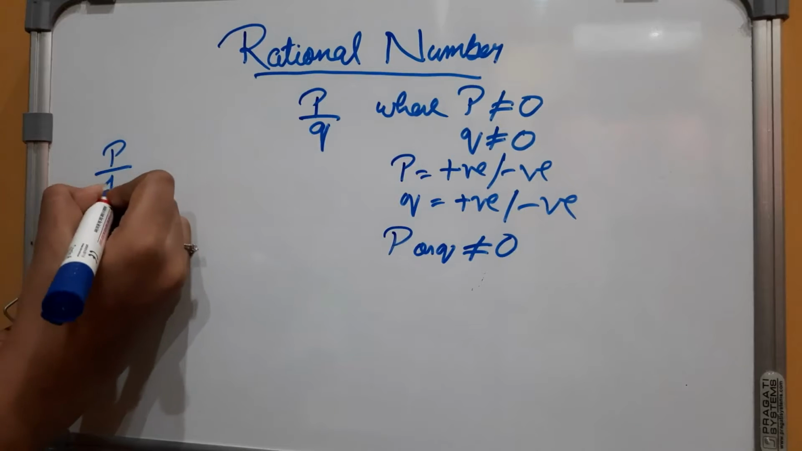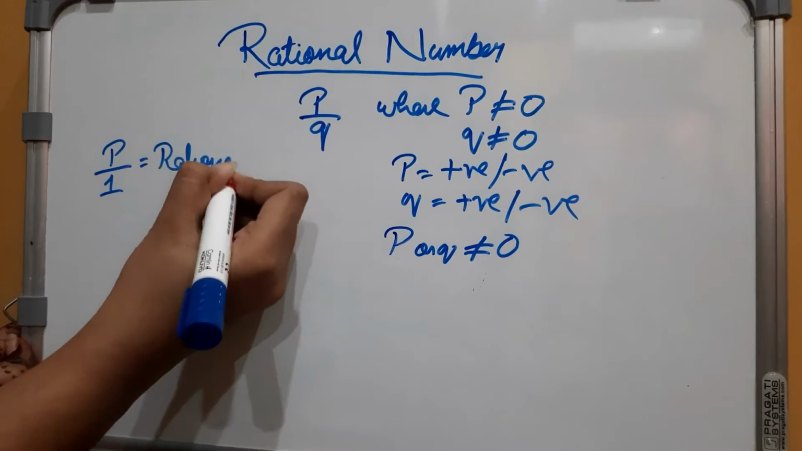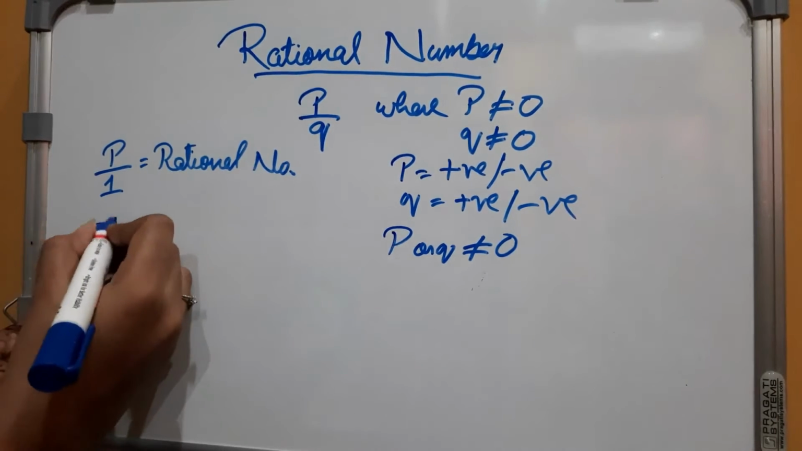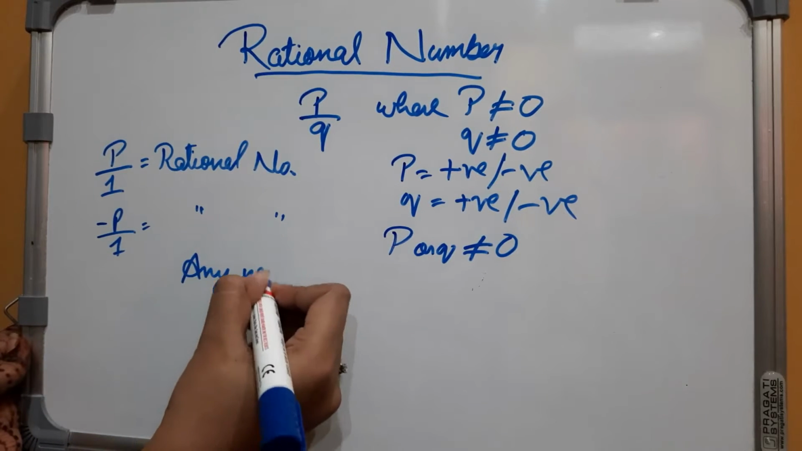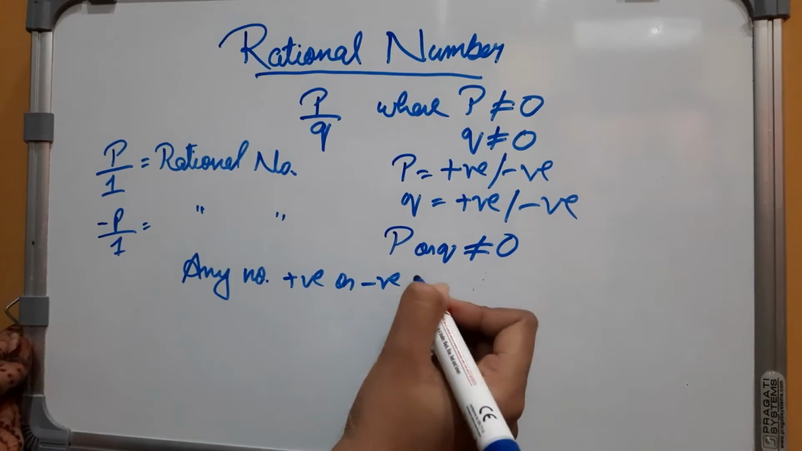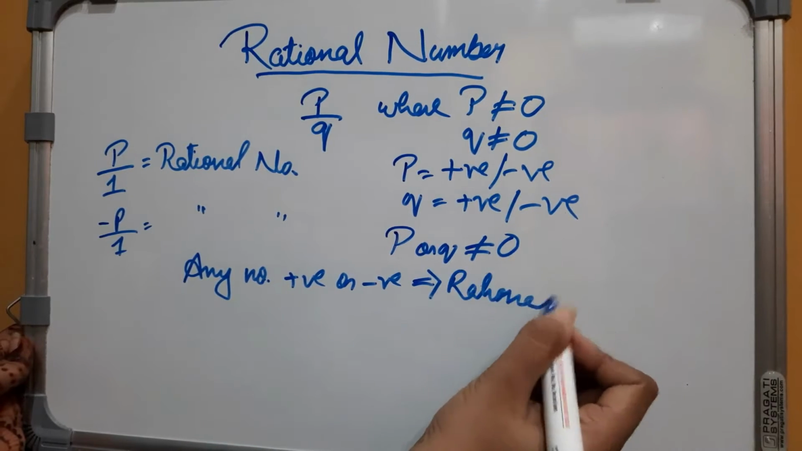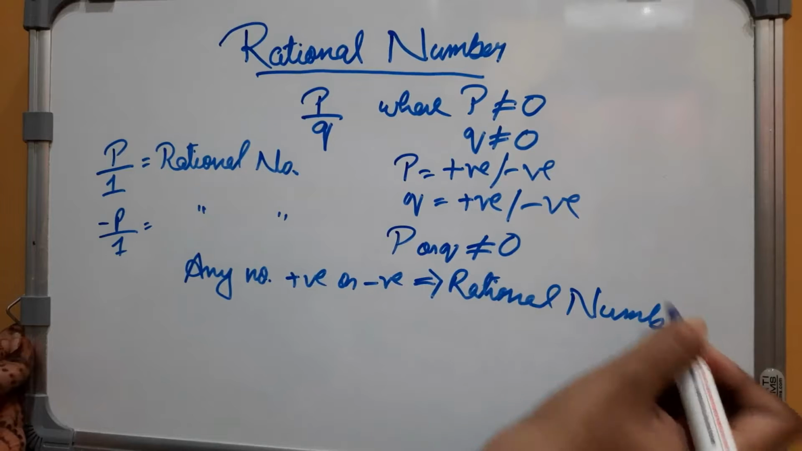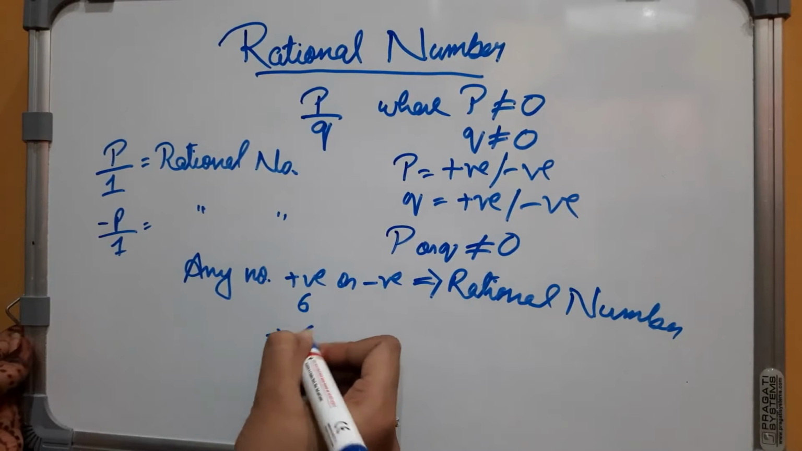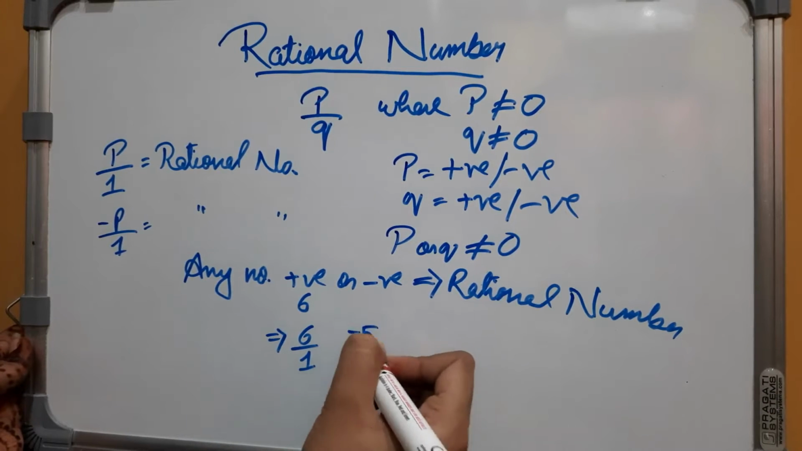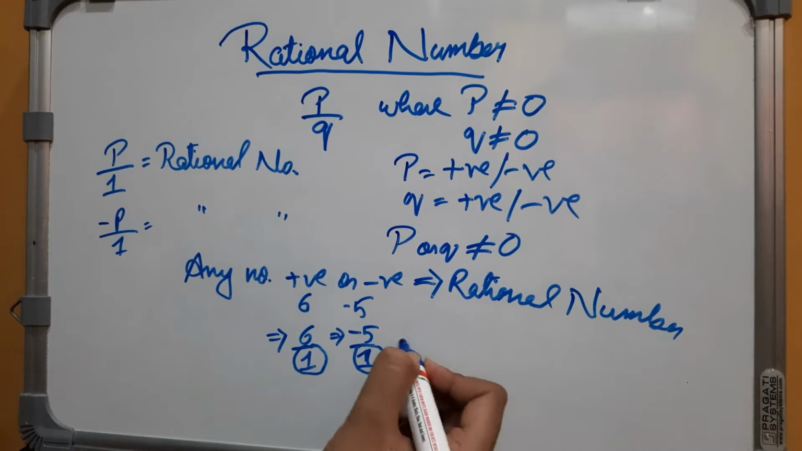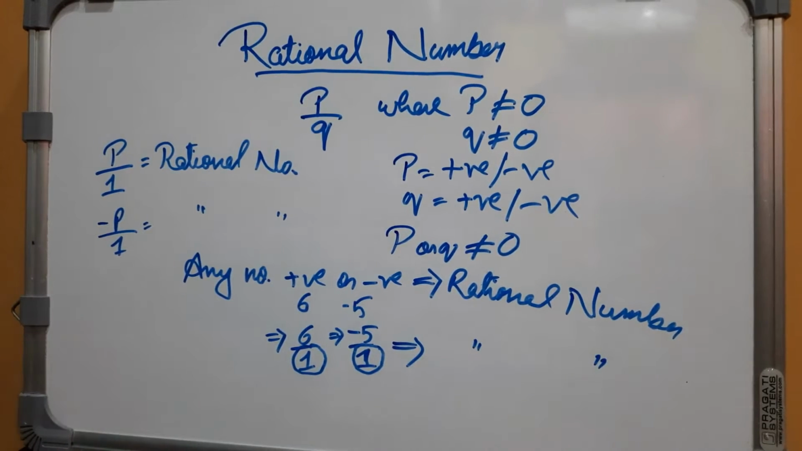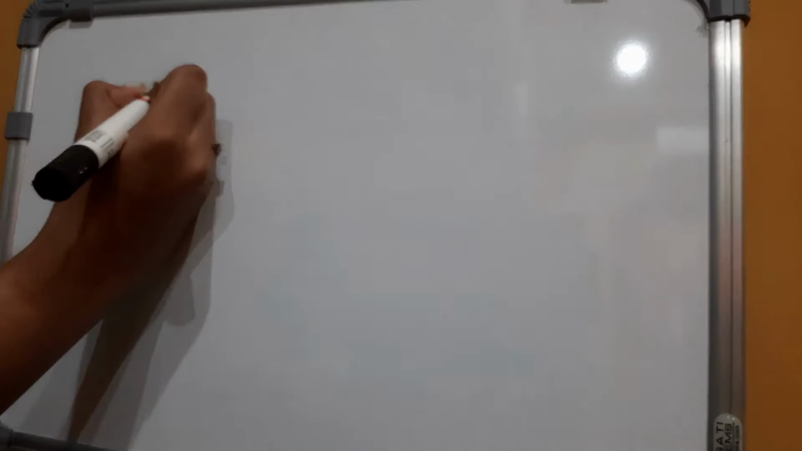Now every number is a rational number. How? So p by 1 is a rational number. Minus p by 1 can also be a rational number. For example, any number positive or negative is a rational number. Let me give you an example. For example, 6 is a number. We can write it as 6 by 1. Also minus 5 is a number. We can write it as minus 5 by 1. So basically all the numbers have the denominator 1 and all are rational numbers.